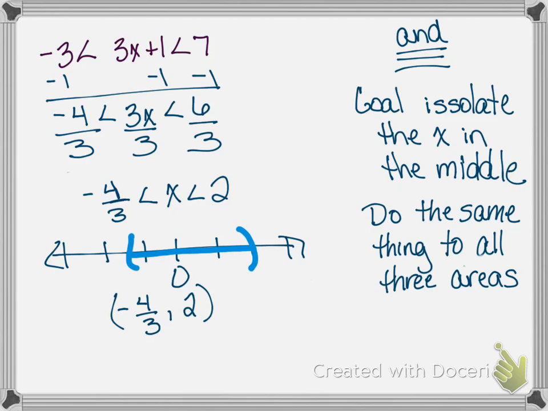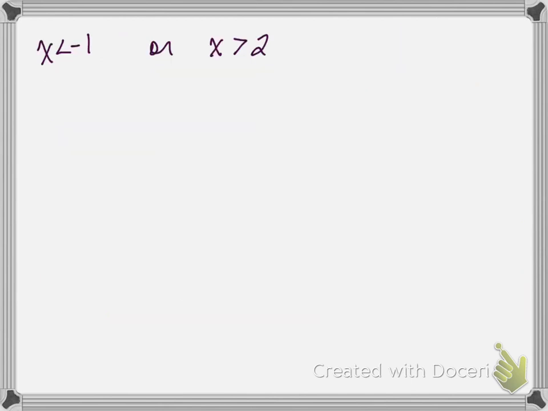Now let's talk about blue jeans or a hat. This inequality is combined by the word and. I'm sorry, it's not combined by the word and. It's combined by the word or. I apologize. Or is represented by this union sign. This is a union sign and it means or.